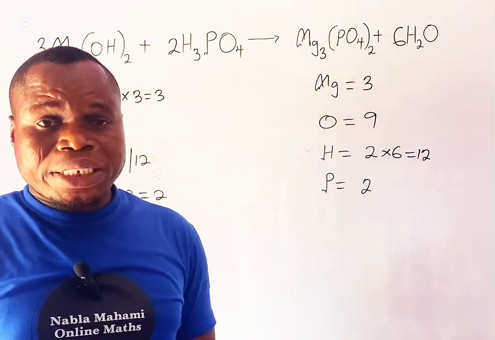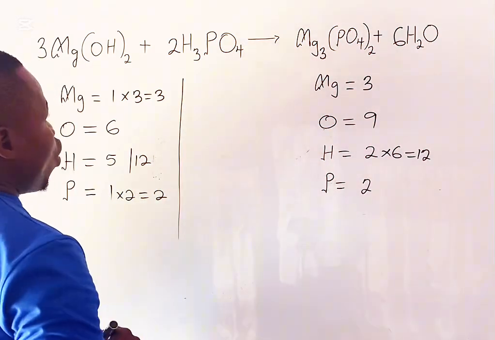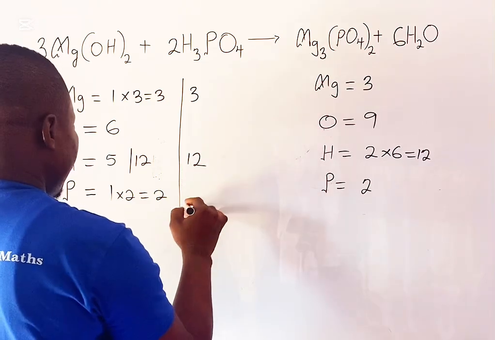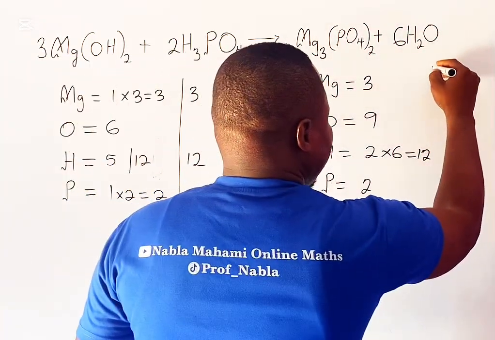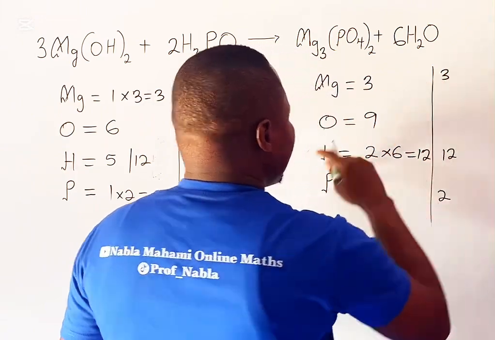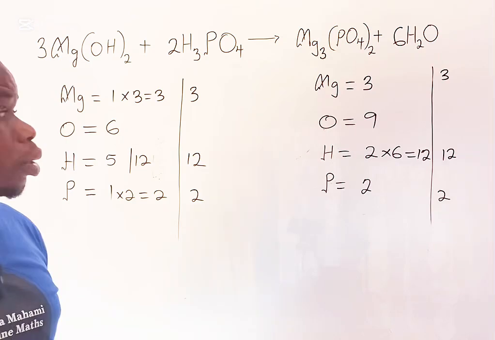If you want, you can check by finding the value of oxygen. So here I have 3, this one is 12, this one is 2. This side too, I have 2, 12, and 3. Let's see whether oxygen is balanced on both sides.